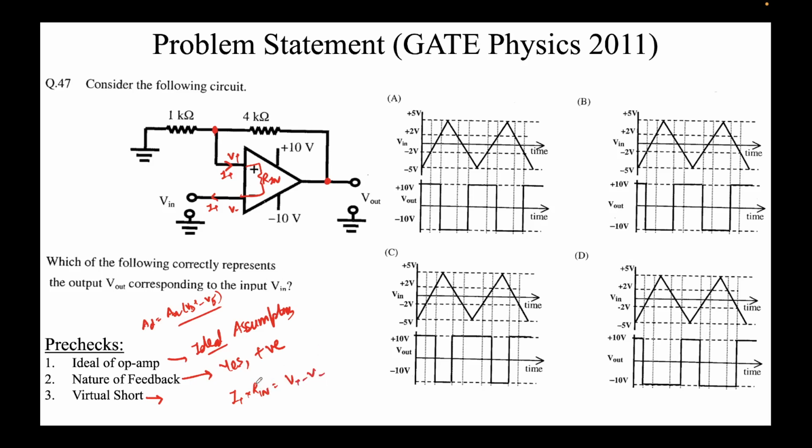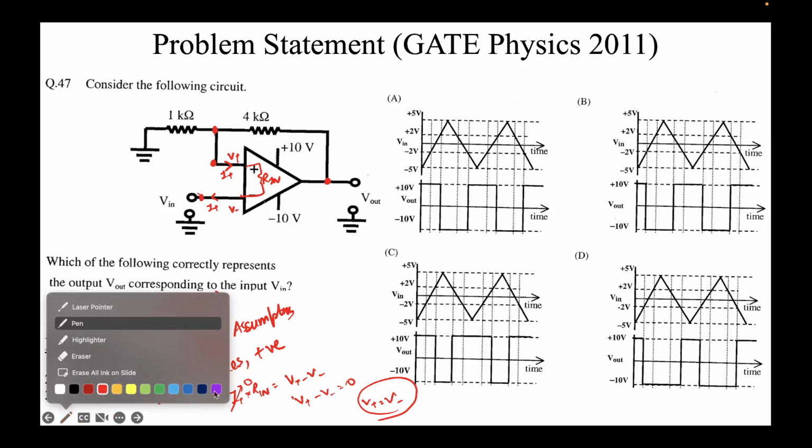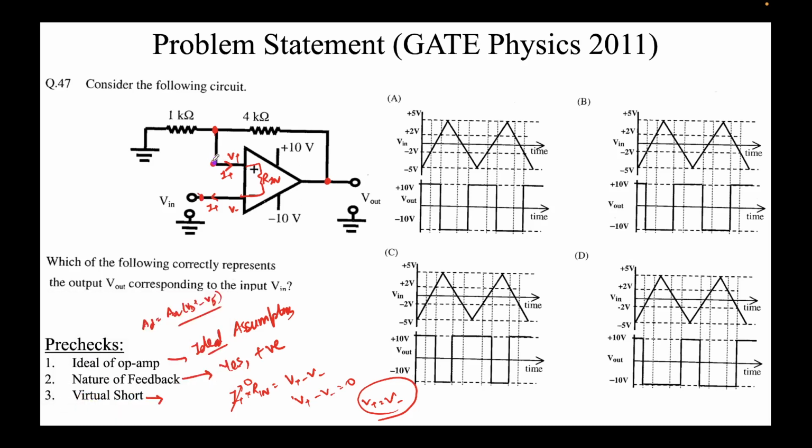Ideally we assume Rin to be infinity. So these two are going to be shorted, at the same potential. No current will flow, so I plus will be 0. We can say V plus minus V minus is equal to 0, which means V plus equals V minus. V plus is this node, and V minus is this node. They're sitting at the same potential, and that's why they're called short. Why virtual? Because there's no actual wire shorting them. It's just the nature of the op amp, because there cannot be any input current.